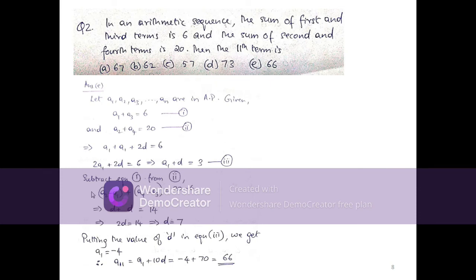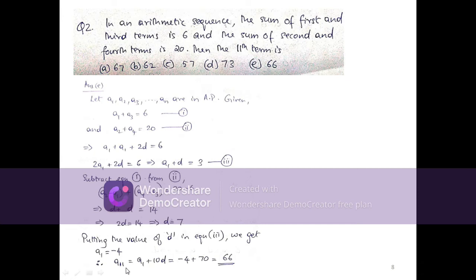So 20 minus 6, so d plus d equal to 14, so 2d equal to 14, d equal to 7. Okay, now again we have a relation A1 plus d equal to 3. So since d equal to 7, what is A1? A1 equal to 3 minus d, that is 3 minus 7 equal to minus 4.